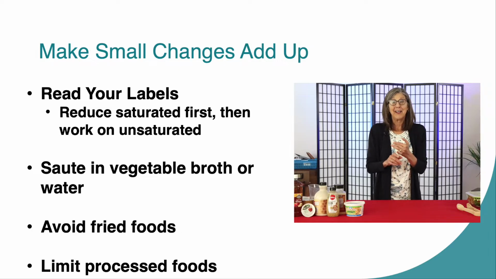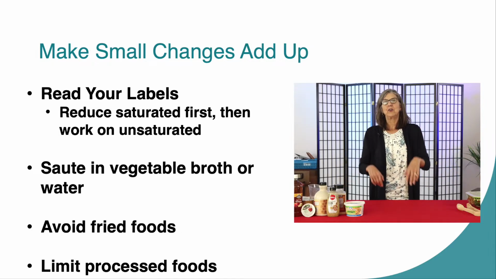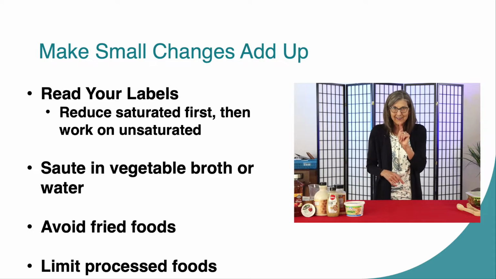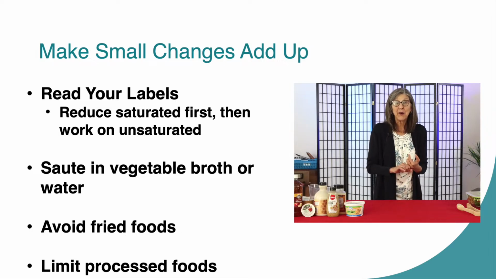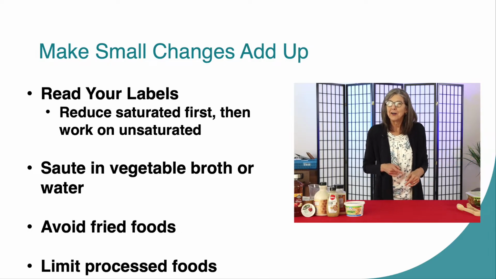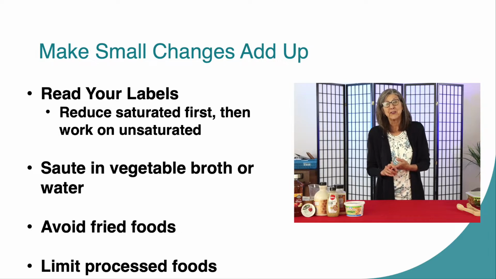And so, how I want you to do it is reduce your saturated fat first where you can, all right? And then work on the unsaturated. Don't try to do too much at once because people are like, forget it, it's too much. Just choose one thing, and then do that consistently. That makes a difference, okay? It really does. Again, saute in vegetable broth or water. Give it a try. Like I said, I'm not sure about the eggs, but I know that the garlic and the onion and the vegetables work because I do it all the time, all right? It certainly does work.